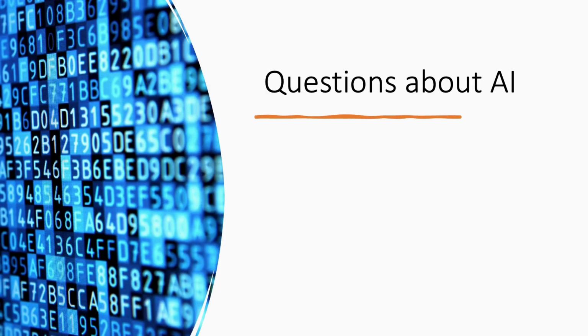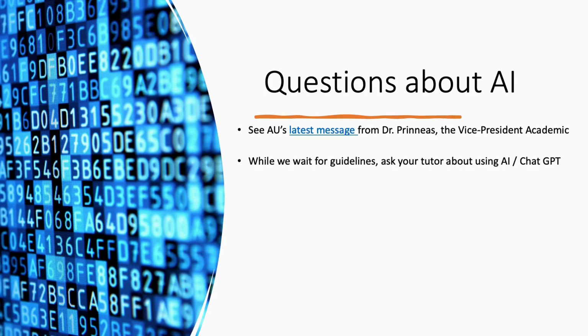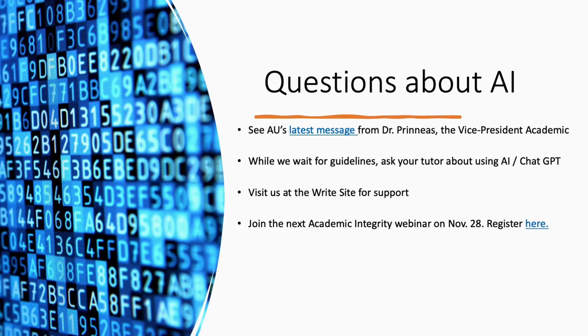One topic you may want to discuss with your tutor is AI. First, I encourage you to read Dr. Prinius's latest post on AI and how AU is managing it. As we await formal guidelines, ask your tutor how they feel about AI. You can also visit us at the right site for support. You can also register in our academic integrity webinars that run several times a year.